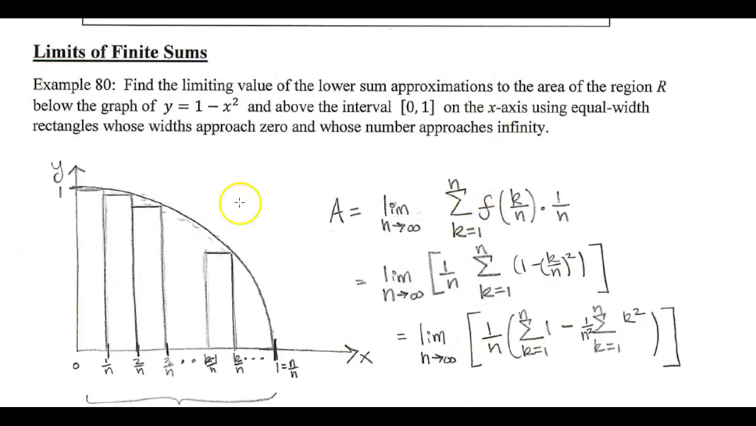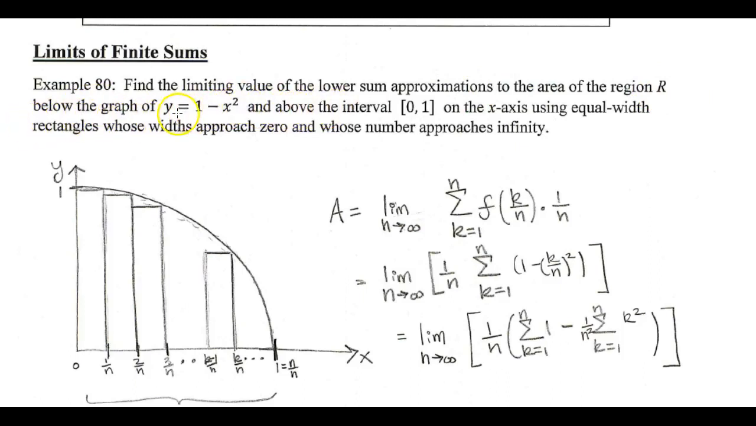The reason we needed those is because we need what are called closed formulas for a sum as k goes from 1 to n, so that I can then take the limit as n goes to infinity. So why are we wanting to do that? We want to find the limiting value of the lower sum approximations to the area of the region R below the graph of y equals 1 minus x squared.